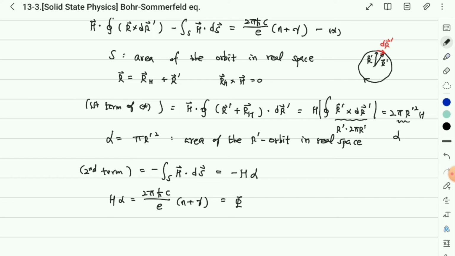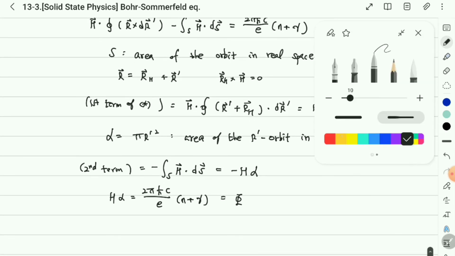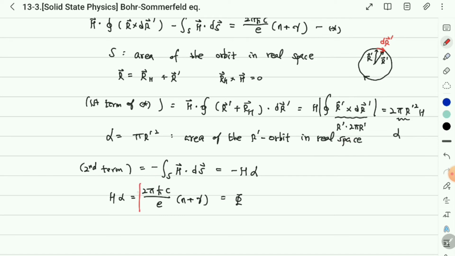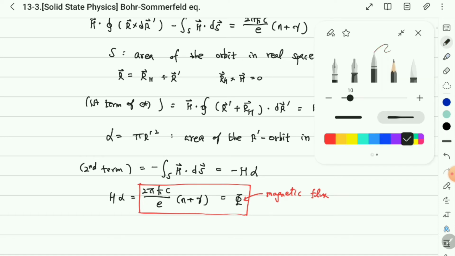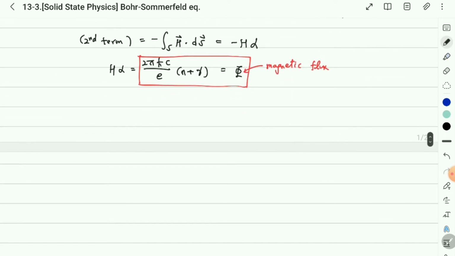Therefore, if we think of it as a cyclotron orbit, it is this kind of Gaussian surface. The magnetic flux through the Gaussian surface is quantized, and it means that the electron motion is quantized. It is flux quantization. Here, phi is the magnetic flux. From this Bohr-Sommerfeld equation, the electron motion is quantized.